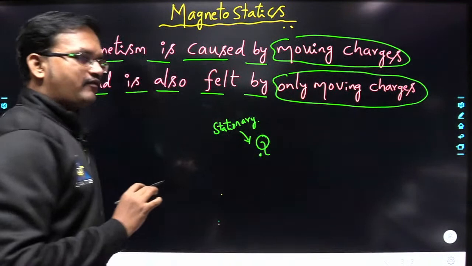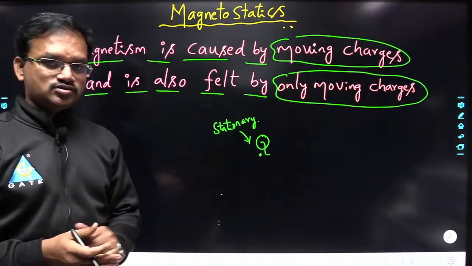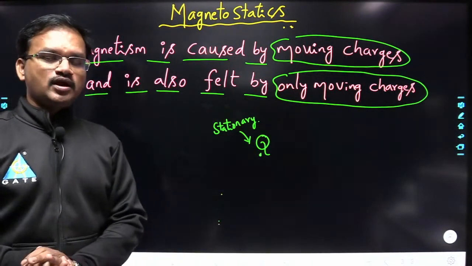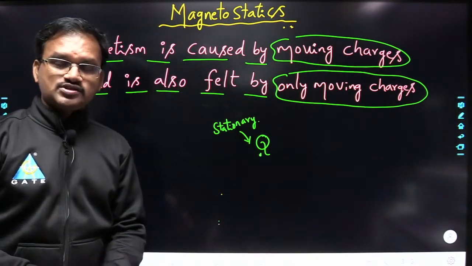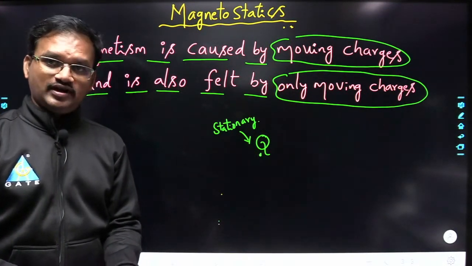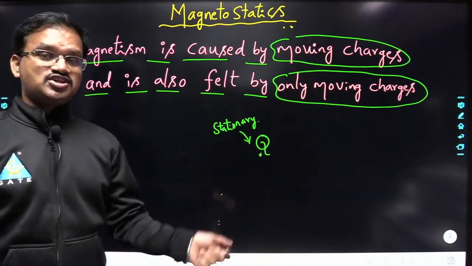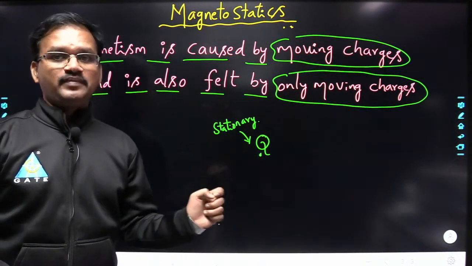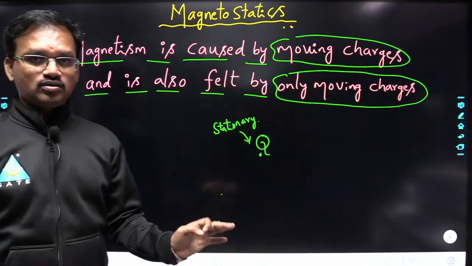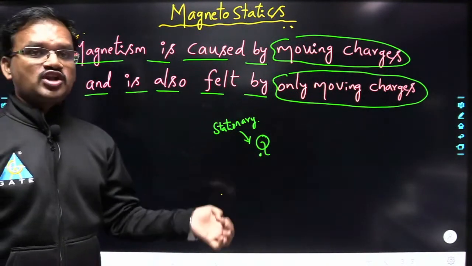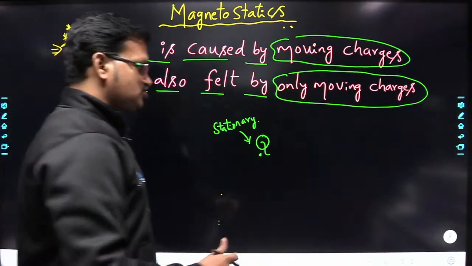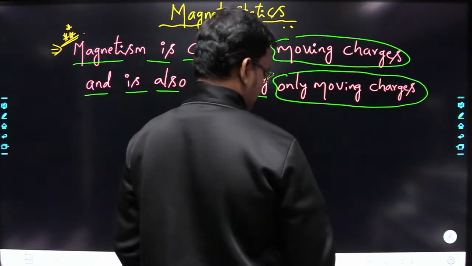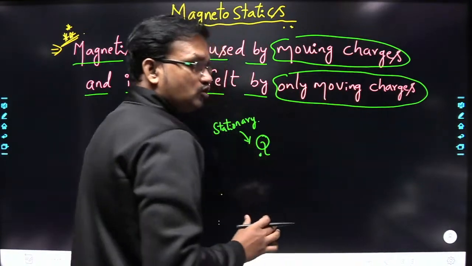Understood? Whenever you place a stationary charge at this location, what is it going to do here? It is going to set up some electric field. It is not going to produce any magnetic field. Yes or no? So that means a stationary charge cannot produce any magnetic field. Then which type of charge will produce a magnetic field? Suppose the charge moves with uniform velocity here, let us assume the charge is moving with uniform velocity.